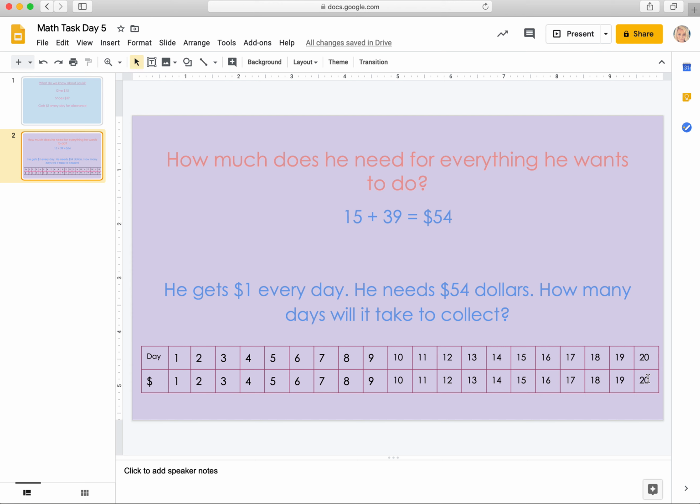So I want you to look at it, and on day 20, Louis has $20. How many days, rather, do you think it would take Louis to get to $54?